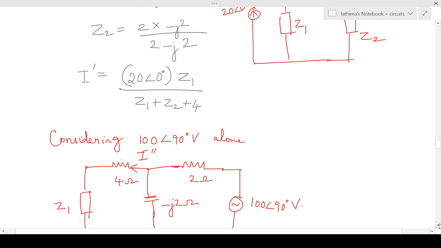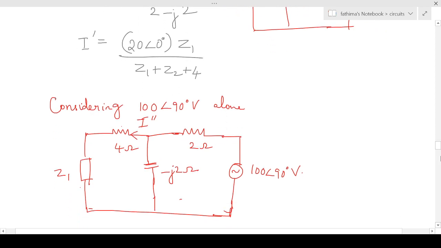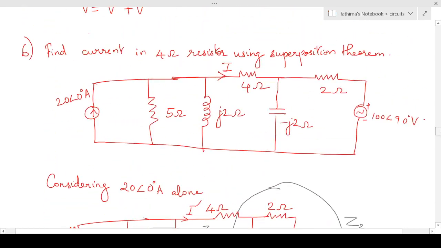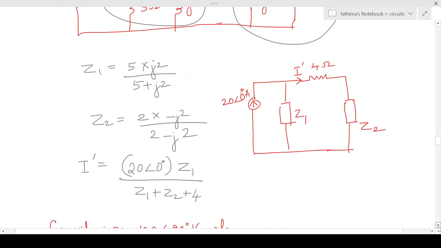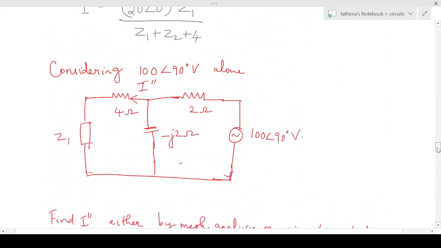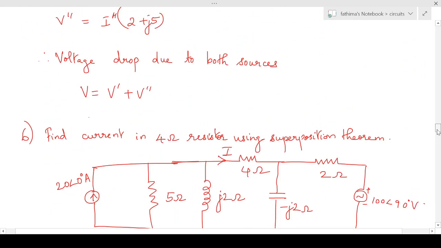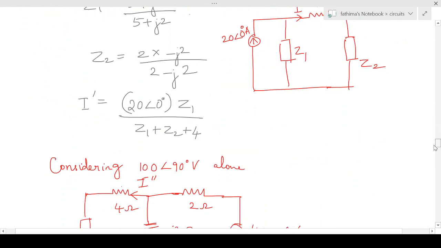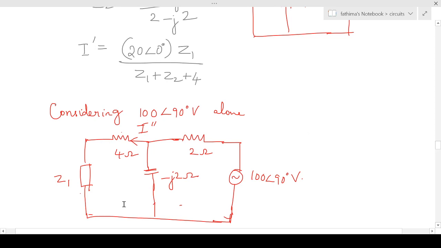Next we have to consider the second source acting alone. That is, we are going to consider the 100 angle 90 degree voltage source acting alone. So we'll set this current source equal to 0, which means we'll open circuit this. So our figure will be like this. The 5 and j2, I have taken the equivalent of that. It is Z1. So it will be Z1, 4 ohm, minus j2, to 100 angle 90. We have to calculate the current flowing through this particular resistance.